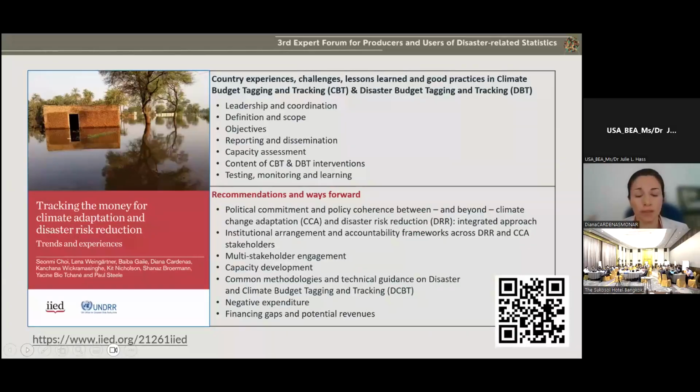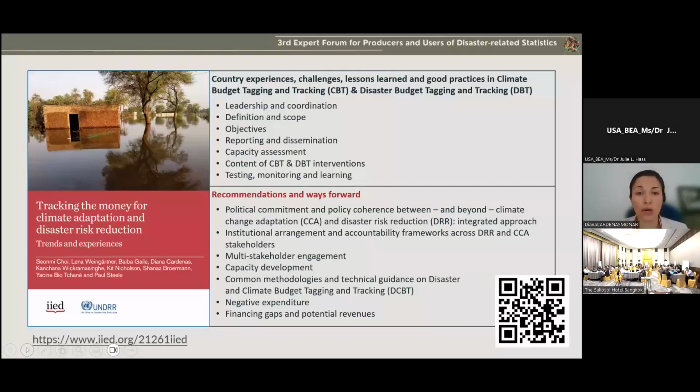So basically the approach we took is we consider some specific elements to see what has been done and exploring this connection between CBT and DBT. Considering leadership and coordination, who has been leading these processes, if there are any. We explored 40 different countries' experiences, and out of them we could see that 13 countries, for instance, are already doing this integration at the strategic planning level. So they have climate and disaster strategies or plans already defined.